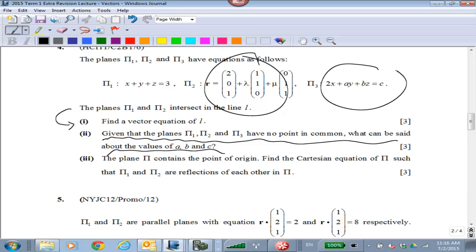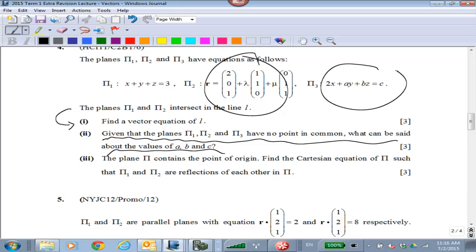So come to the point. Two of them have an intersecting line. Okay? Then the question will be this. Do you agree that in this particular question, plane 1 and plane 2 have an intersecting line? However, I don't want the three planes to have a common point. Do you agree that this means the intersecting line of plane 1 and plane 2 cannot touch plane 3?